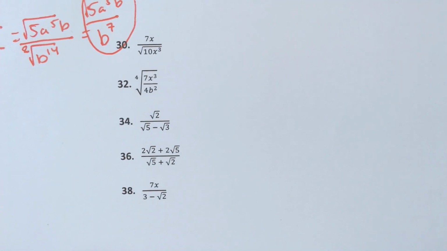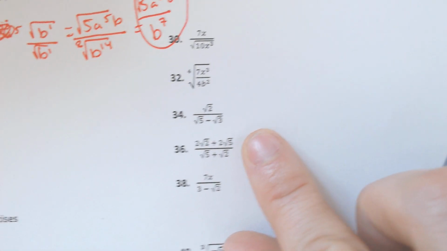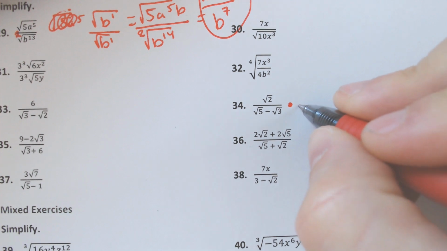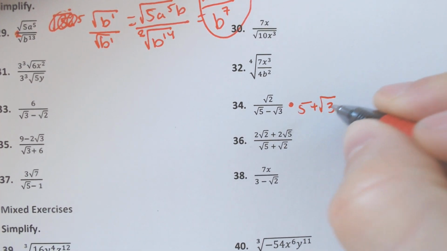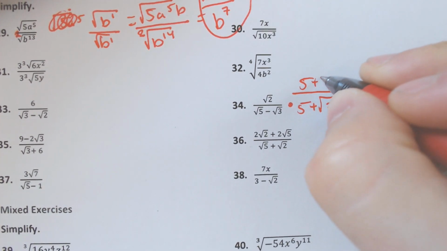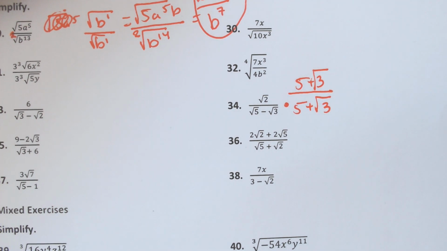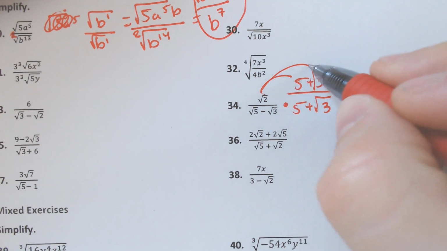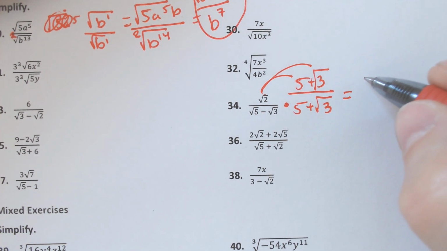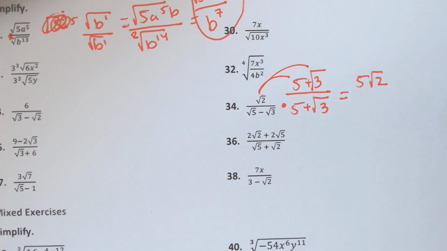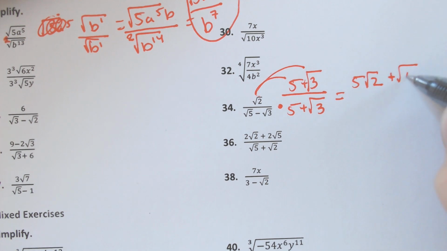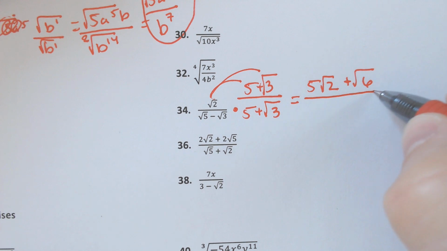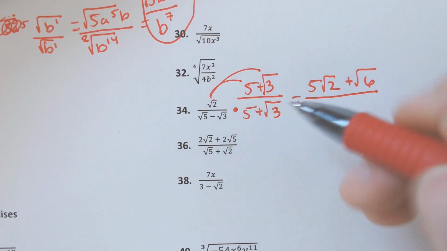If we have this one, I'm going to do 34, where we have 5 minus the square root of 3. We have to multiply by the change the sign in the middle, change the sign in the middle. So distribute the square root of 2 on the top of the fraction makes 5 square roots of 2, and then plus the square root of 6. The bottom of the fraction, we will have to FOIL this out.